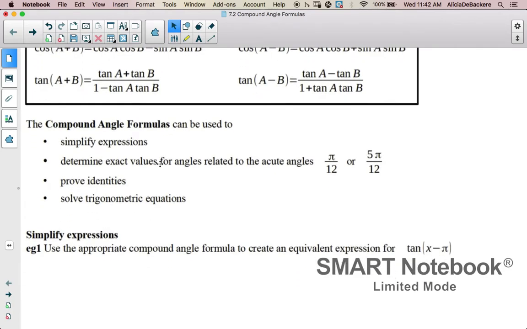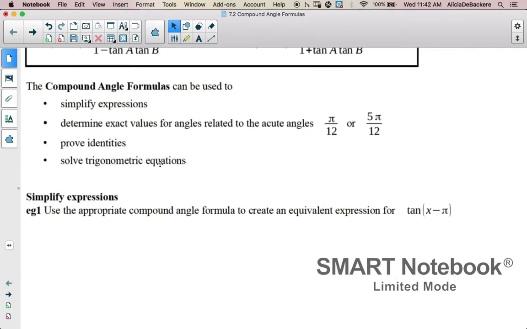All right, so why do we need these formulas? Like, what are we even going to use them to do? So we're going to use these formulas to help us simplify other expressions, to help us determine some exact values for angles that are related to different acute angles. So we've looked at pi by 3, pi by 4, and pi by 6, but what happens if I have a pi by 12, or an angle related to that, or a 5 pi by 12, or an angle related to that? So we're going to take a look at some of those examples.